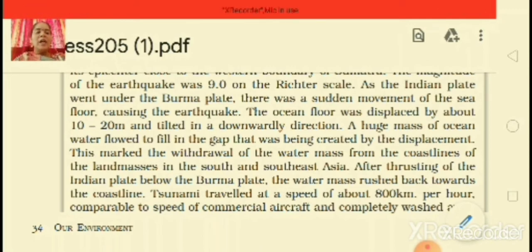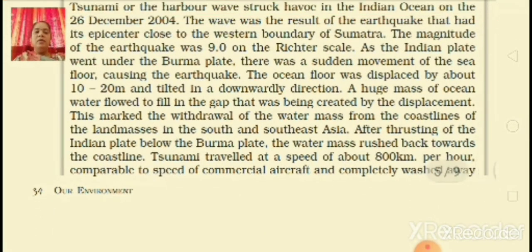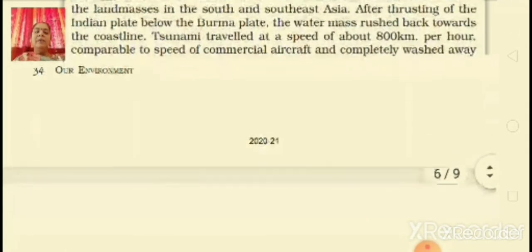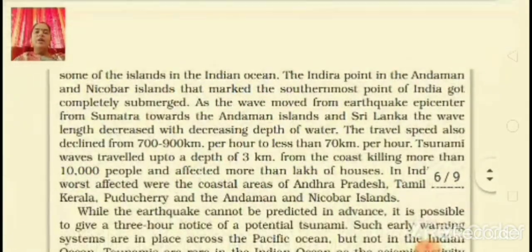Tsunami traveled at the speed of about 800 kilometers per hour, comparable to the speed of commercial aircraft, and it completely washed away some of the islands in the Indian Ocean. The Indira Point in the Andaman and Nicobar Islands, that marked the southernmost point of India, got completely submerged.